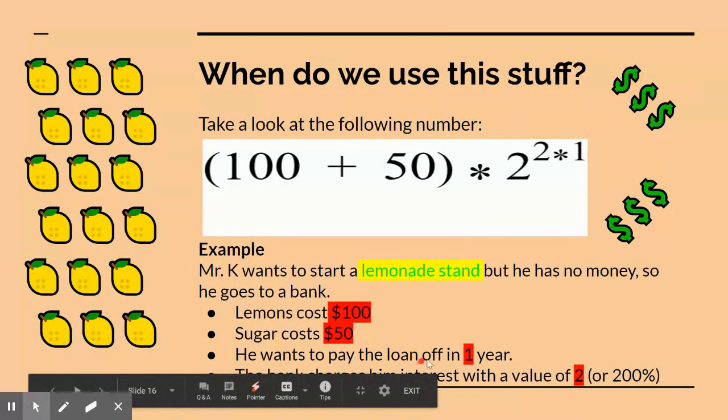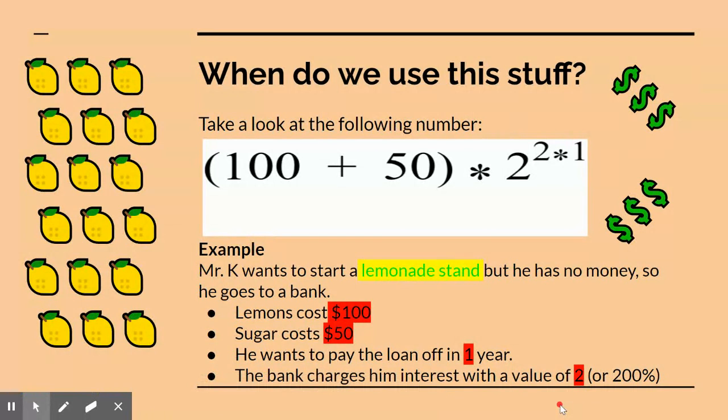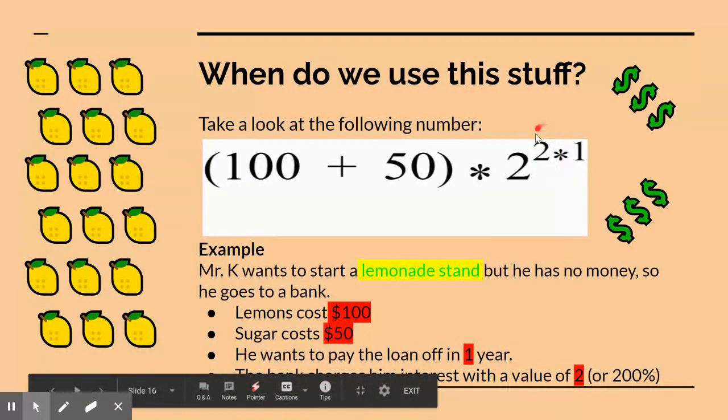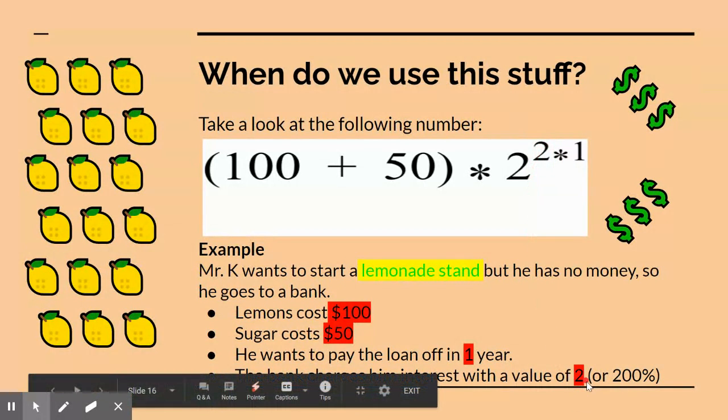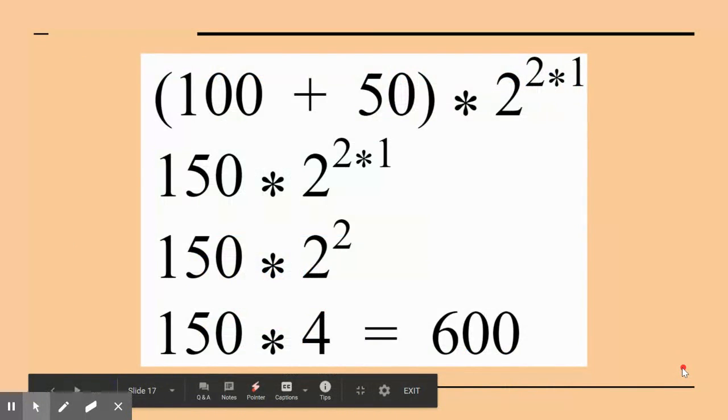And he also wants to pay the loan off in 1 year, right? So this 1 right here represents the 1 year that it will take him to pay back the loan. The bank charges him interest with a value of 2, right? So this 2 right here in this number comes from the interest value. So this represents 200%, which, if you talk to anybody about this, you'll know that that's a horrible interest rate.